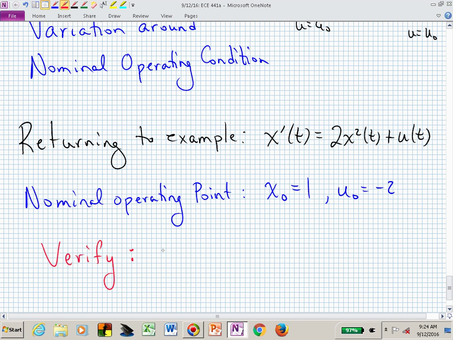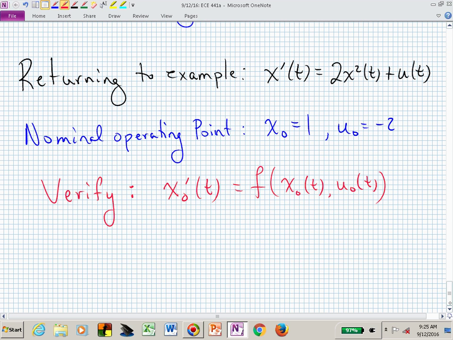So we want to see, is it true that if we differentiate x naught, that's equal to the right-hand side evaluated at x naught, u naught. That's the nominal state around which we want to model the dynamic behavior. What happens if I differentiate 1 with respect to x? That's 0, isn't it? There's no x there.